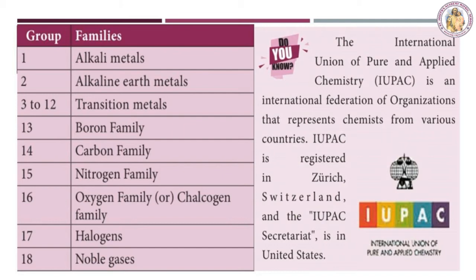Dear children, do you know what IUPAC is? The International Union of Pure and Applied Chemistry is an international federation of organizations that represent chemists from various countries. IUPAC is registered in Zurich, Switzerland, and the IUPAC Secretariat is in the United States. The new elements in the periodic table having atomic numbers 113 to 118 have been named by IUPAC.